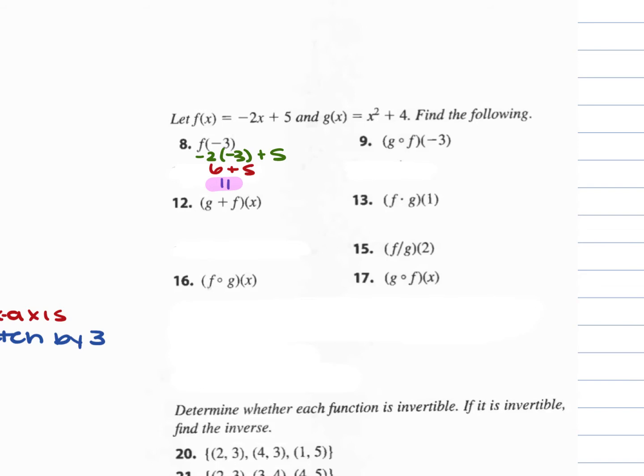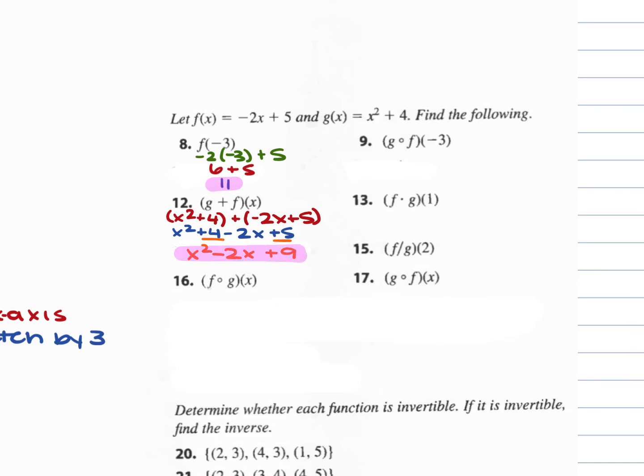For number 12, I'll go back to number 9. But for number 12, you have g plus f of x. So you're going to take g of x, which is x squared plus 4, and you're going to add it with f of x, which is negative 2x plus 5. You can just rewrite this without those parentheses and combine like terms. So your like terms here are the 4 and the 5, which give you x squared minus 2x plus 9.